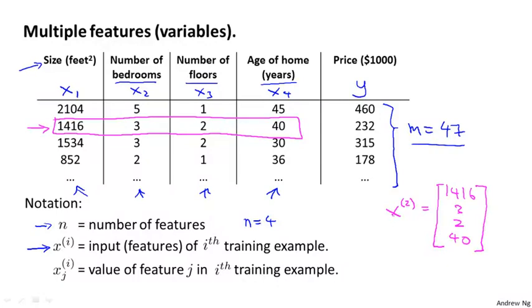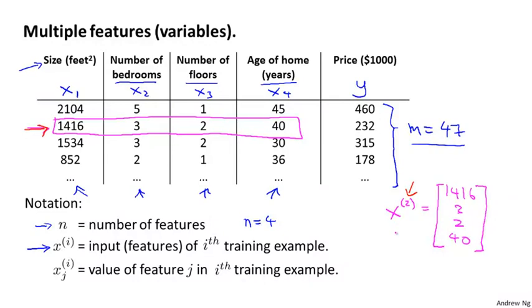So in this notation, the superscript 2 here, that's an index into my training set, right? This is not x to the power of 2. Instead, this is an index that says, look at the second row of this table. This refers to my second training example. With this notation, x superscript 2 is a 4-dimensional vector. In fact, more generally, this is an n-dimensional feature vector.